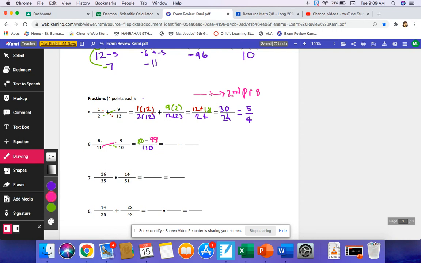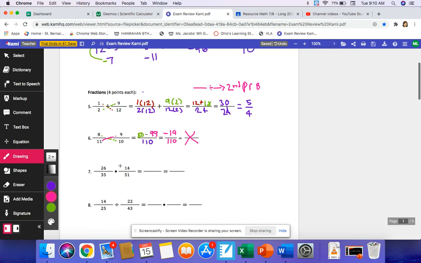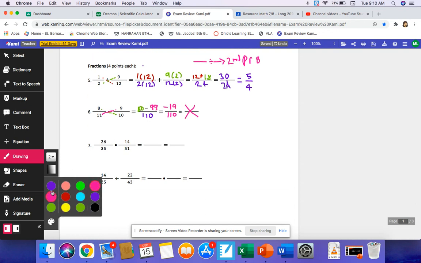Now you go ahead and subtract. So 80 subtract 99 is negative 19. And 99, we just carry our denominator over. And that gives you negative 19 over 110. Now this does not reduce down, so you do not need to put anything here. If it did reduce down, then you would put your reduction here. But it does not, so you don't need to write anything.